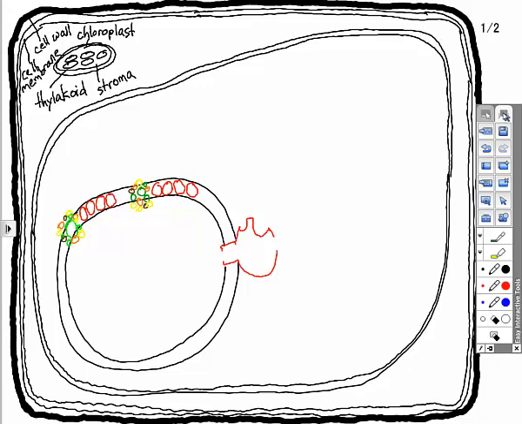Inside the chloroplasts, which have a double membrane, and probably originally evolved from free-living bacteria that were photosynthetic that were later engulfed or incorporated into eukaryote cells. Okay, inside the chloroplast there are thylakoids, which are membranous sacs, and then stroma, which is like the cytoplasm inside the chloroplast.